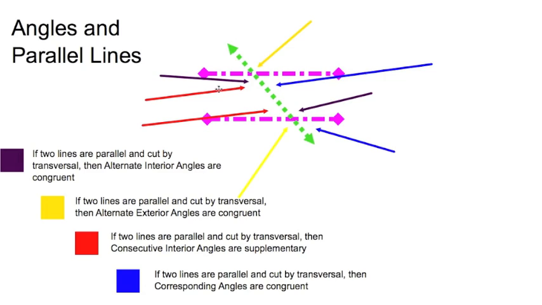These red arrows pointing to the angles here, they're pointing to the consecutive interior angles, and those angles are supplementary. And lastly, the blue here, these are corresponding angles, and they're also congruent.